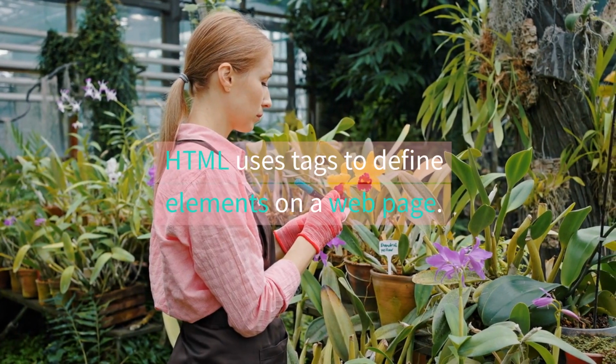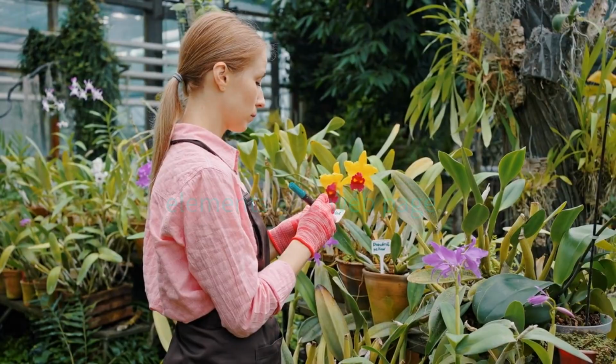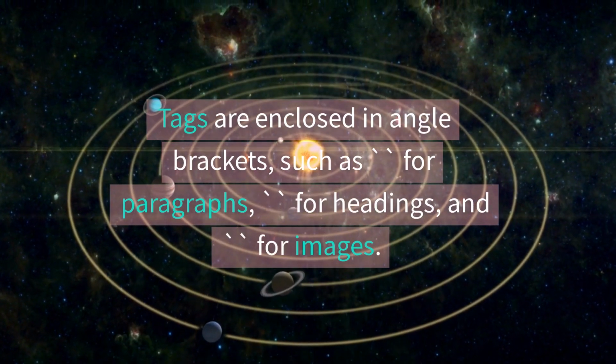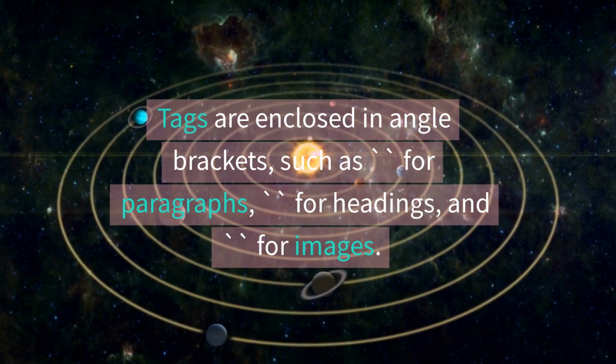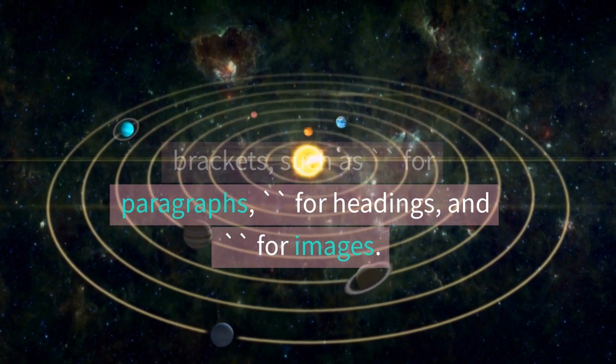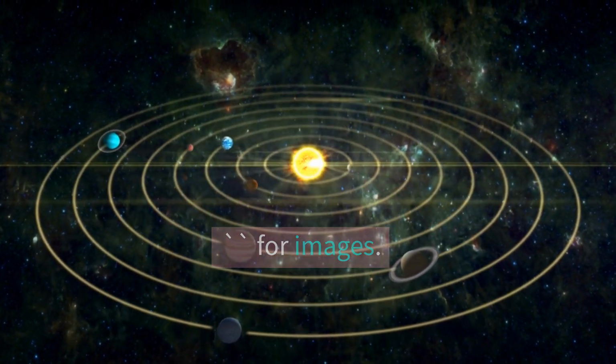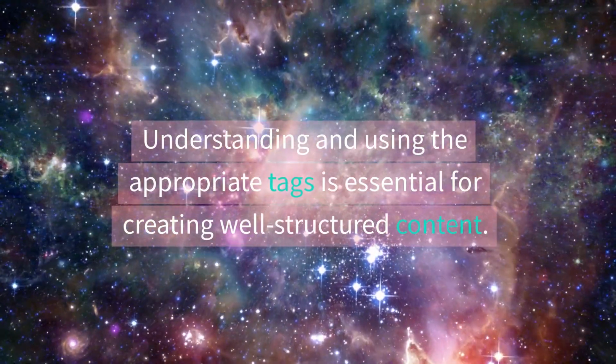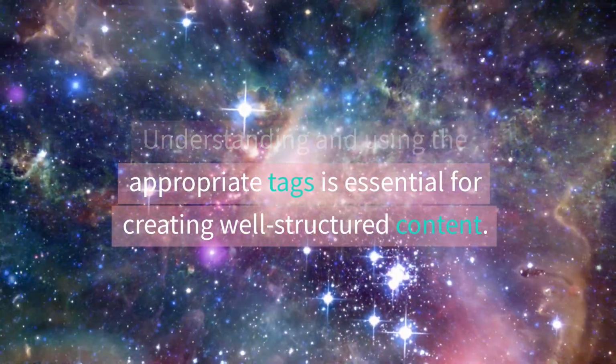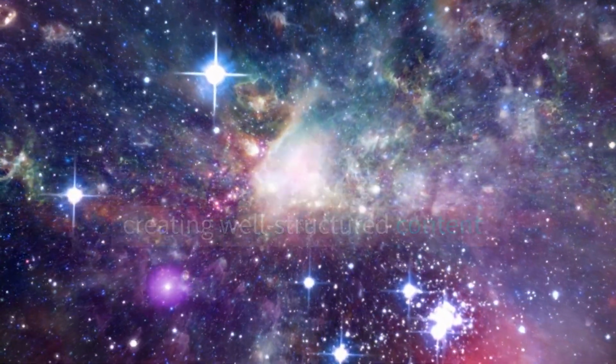2. Tags and elements. HTML uses tags to define elements on a web page. Tags are enclosed in angle brackets, such as p for paragraphs, h1 for headings, and img for images. Understanding and using the appropriate tags is essential for creating well-structured content.